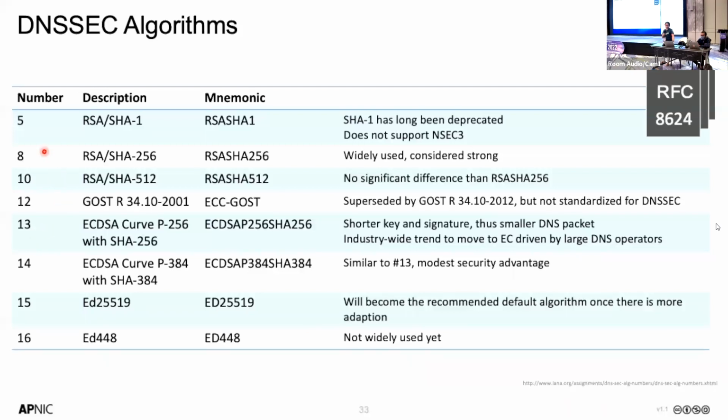For quite a long time, people have been using either type 8 or type 10. Actually, you see more of type 8 than type 10, because although type 10 is longer, 512 bits, there is not much significant difference between type 8 and type 10. So if you're using type 8 now, which is RSA SHA-256, there's little benefit to upgrading to 512 bits. What people tend to do instead is, from type 8, maybe use type 13 later on.